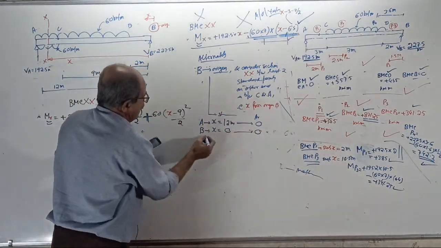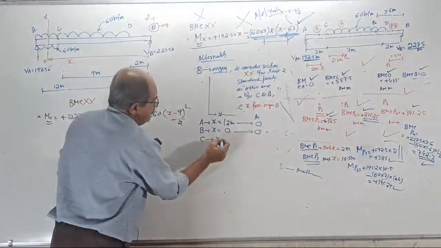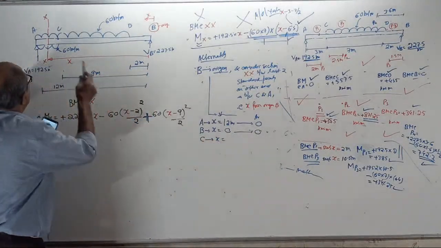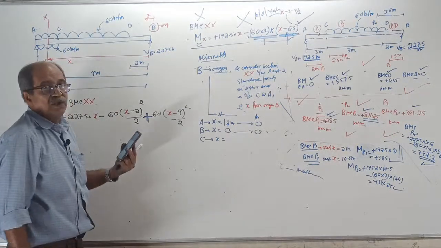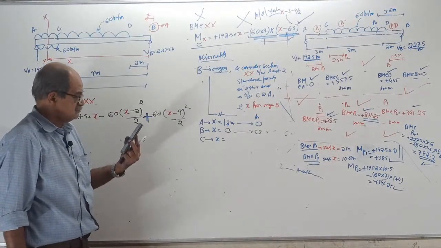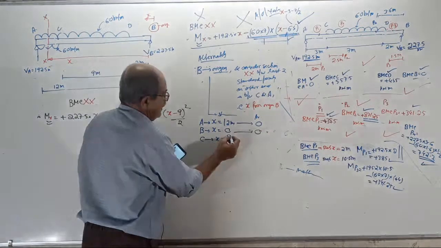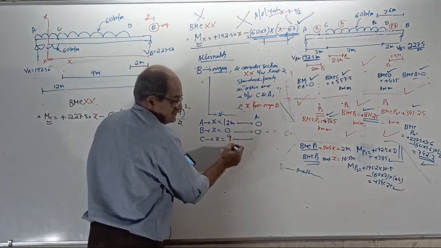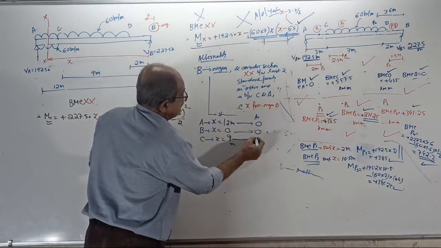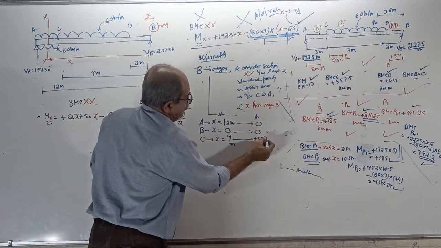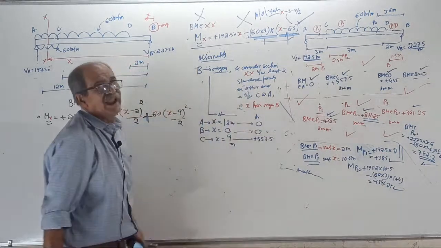To get bending moment at C, put X equal to 9. Okay, I will calculate first. Plus 557.5. Tell me, tallying or not tallying?